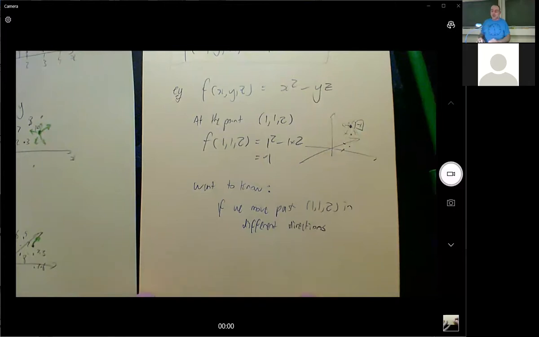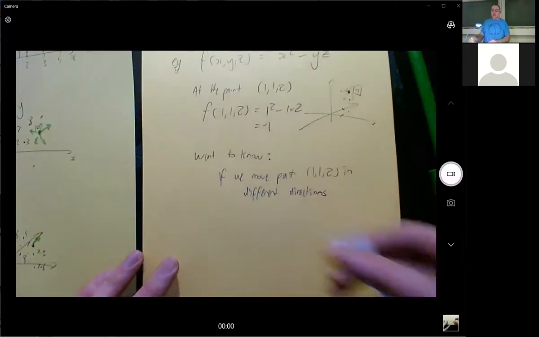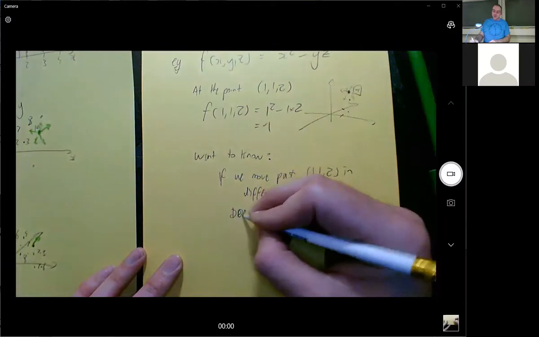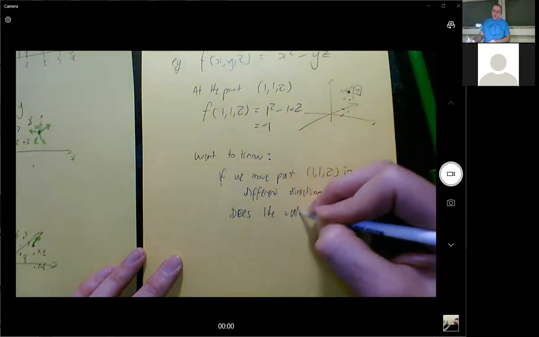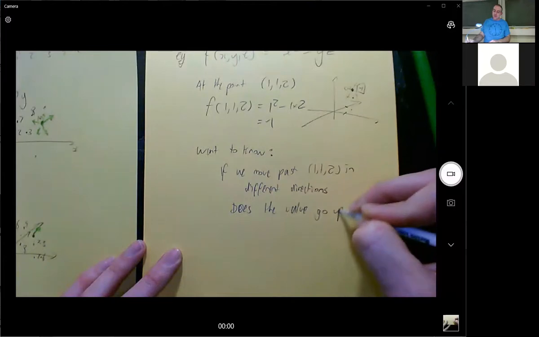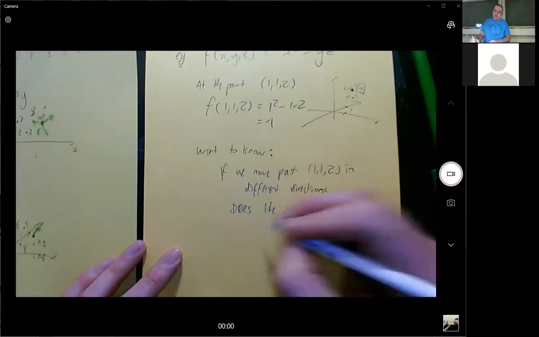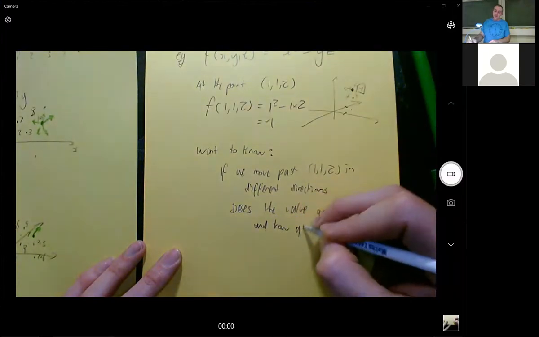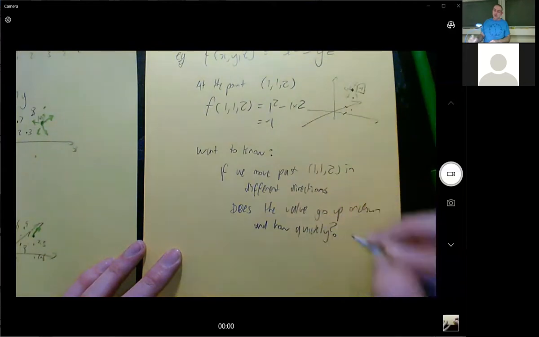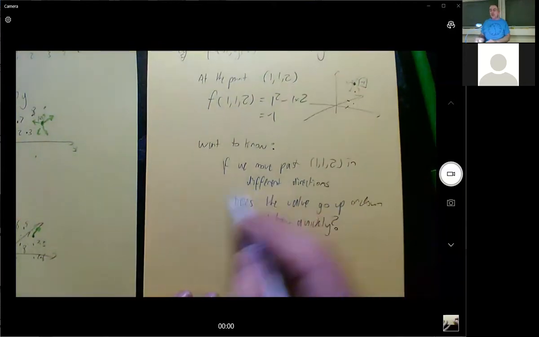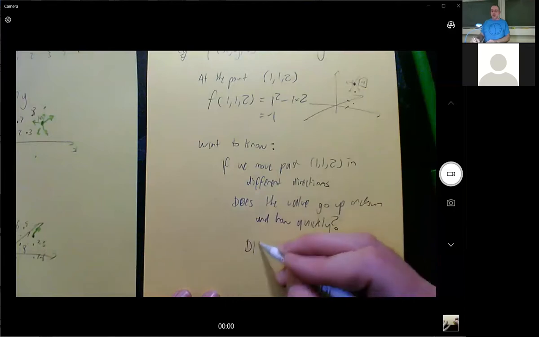So if we move past this in different directions, does the value of the number go up or down? And how quickly? That's the question we want to know. And the answer to this question is the directional derivative.